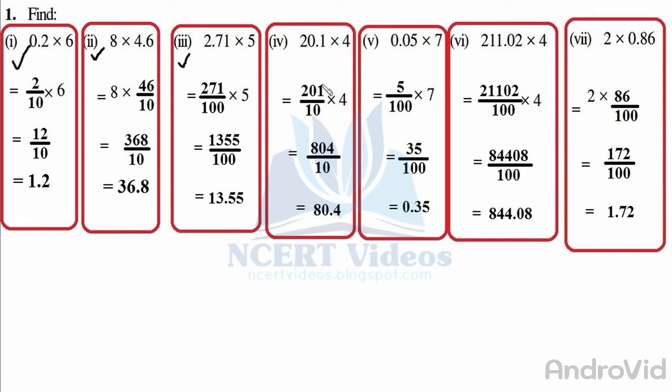Fourth, 201 as it is, decimal with 1, number of digits, with 0 into 4. Now 4 ones are 4, 4 zeros are 0, any number multiplied with 0 gives you 0. Now 4 2s are 8. Now upon 10, writing the number as it is, counting the number of zeros, 1, therefore placing the decimal after one digit towards the left-hand side.